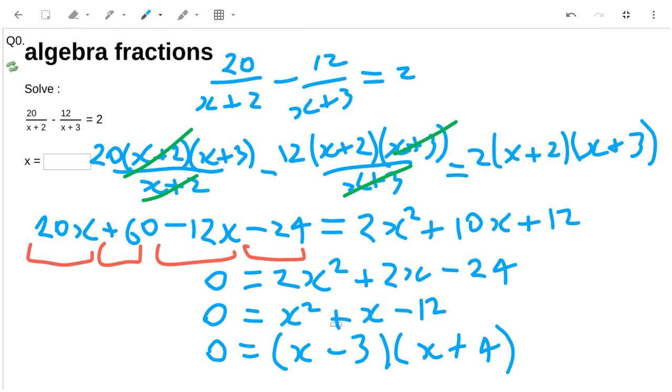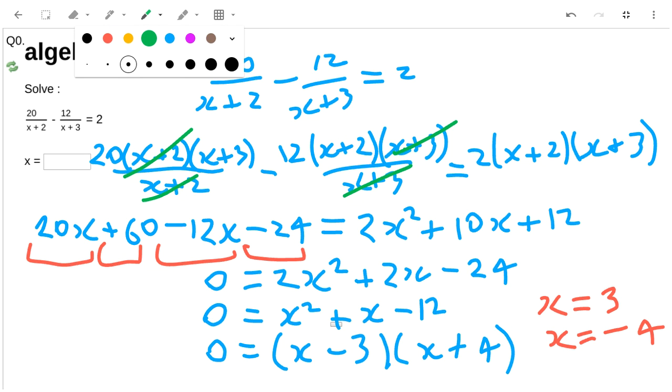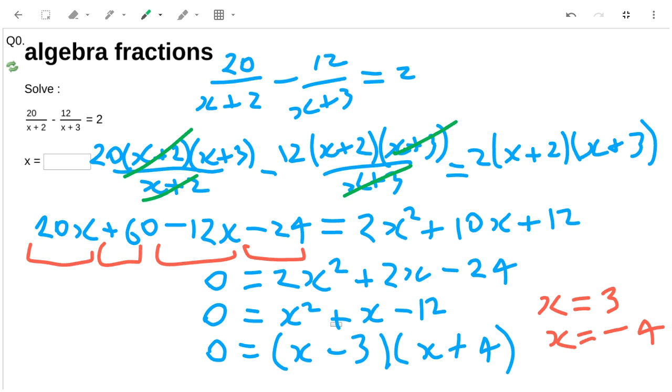Now, the best thing to do now is to go back and check that these solutions work. One of them is x equals 3. And one of them is x equals minus 4. So let's just check back here, right at the start, if one of these will work. So I'm going to try the x equals 3. That's going to give me 20 over 5 and 12 over 6. So 20 over 5 is 4, and 12 over 6 is 2, so 4 minus 2 is 2, and it works, hooray!